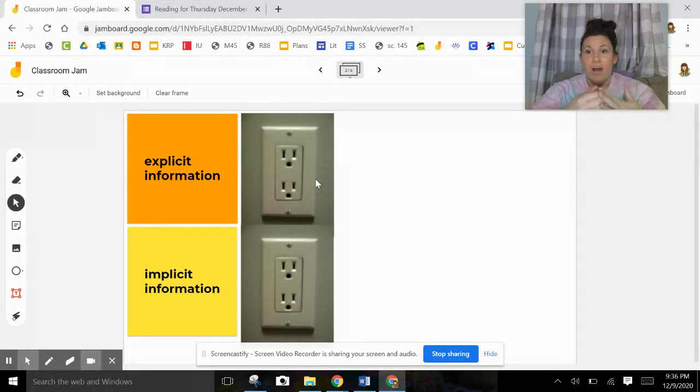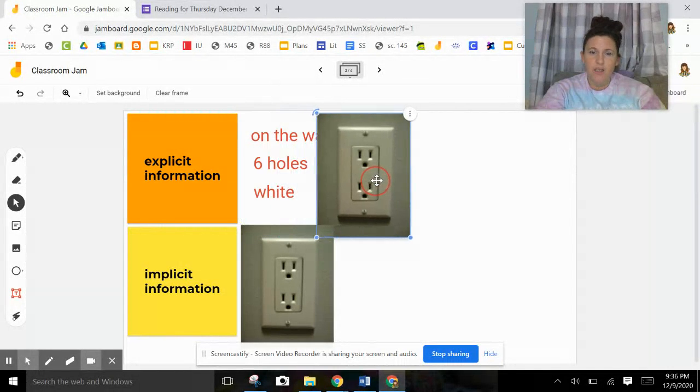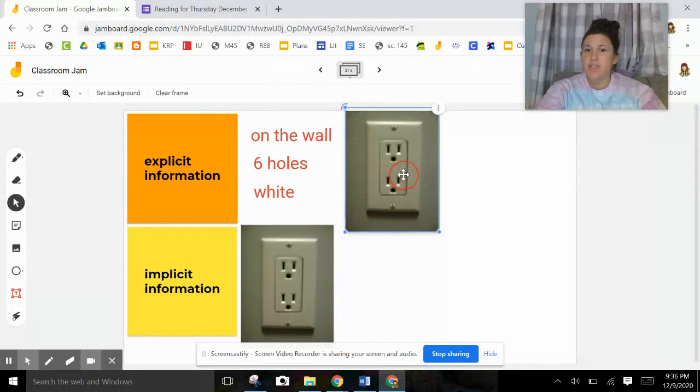Well, I see that it's white. I see that it's on the wall. You won't just see it floating in the middle of nowhere. I've never really seen one on the ceiling. I guess that's a possibility. I've seen some in floors before, but that's really not very common. They're normally on walls. And I see that it's got holes in it, 6 holes, I think. Yeah, 6 holes in it. So those are the explicit things that I see about this.